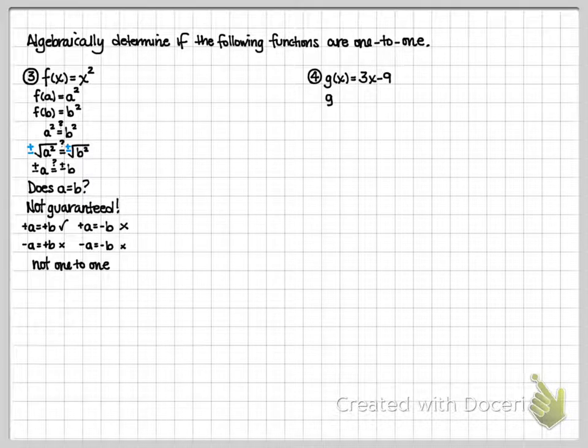So I'm going to do g of a and g of b. Then I want to determine if a and b have to be equal to each other. Not sure. Well, let's manipulate. So, I think I would probably get rid of my 9s first. So let's get rid of those, and divide by 3.